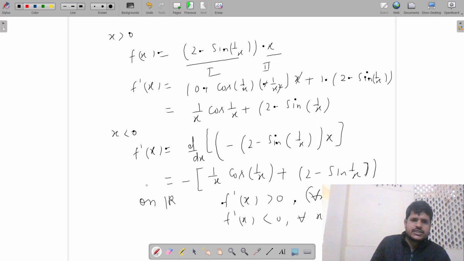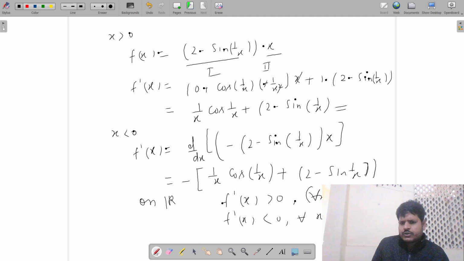Now go to the options here. First option is, this is monotonic on (0, infinity). They are saying (0, infinity), which means x greater than 0. Now in this case, can I write here f dash x greater than 0? No, we can't say that f dash is greater than 0. So we can't judge this one.